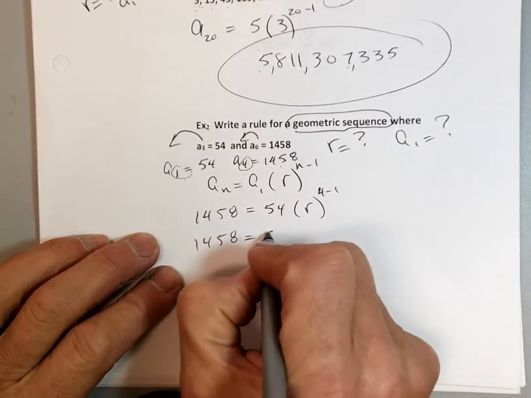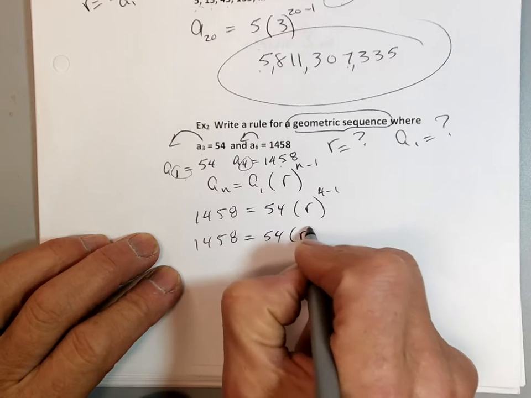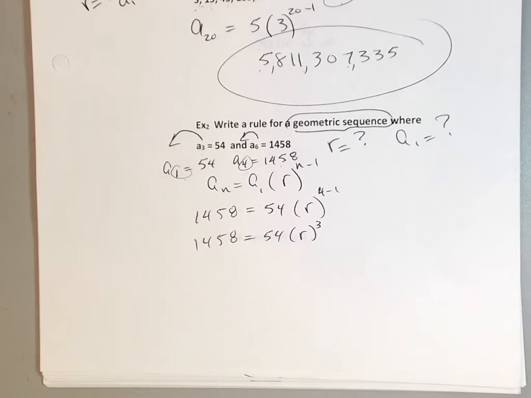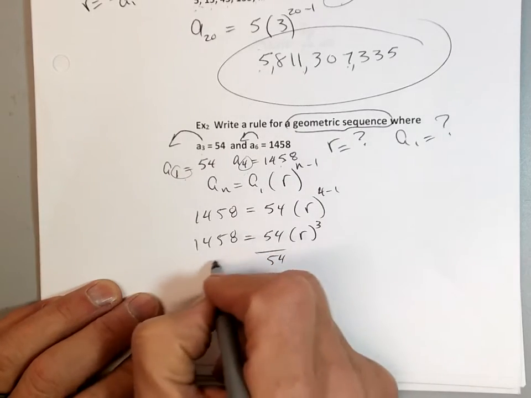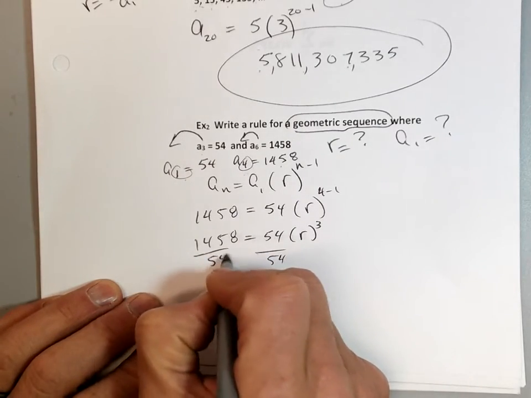1,458 equals 54 times R to the third power, right? You guys good on that? I've got to solve for R. Divide, right? Isaac, you lost for a second. Oh no. You sure? Yeah. Okay. Divide by 54. Everybody agree with that? Divide by 54. Seems like the most obvious step.